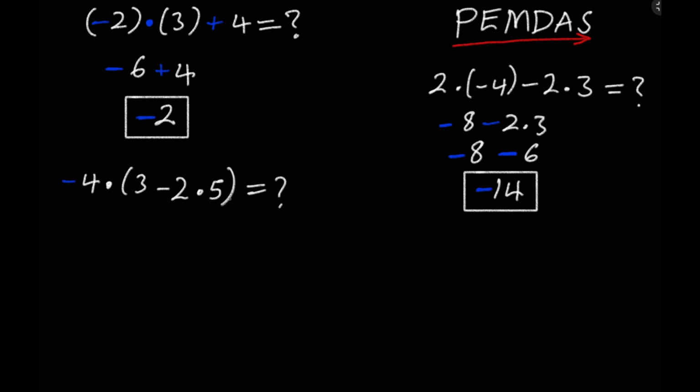Negative 2 multiplied by 5 is negative 10. Okay, sorry, it's negative 10. Let me put that in a color. Okay, it's negative 10. Then we bring down 3. Again, the parenthesis is not finished. We bring down the negative 4.